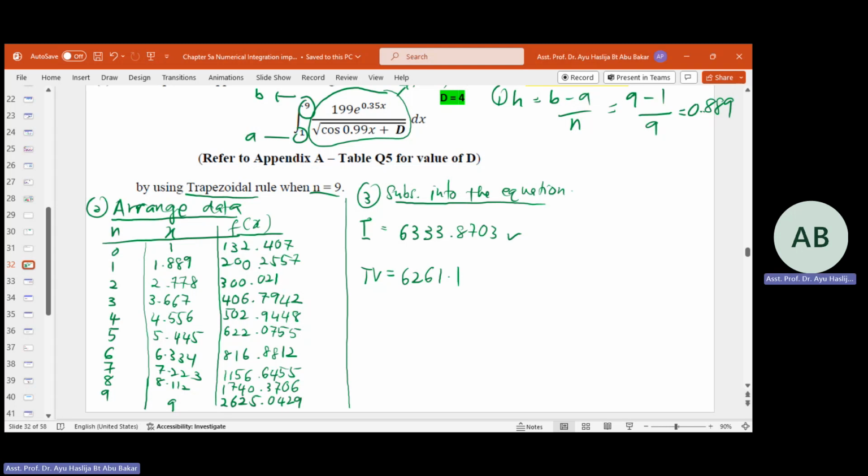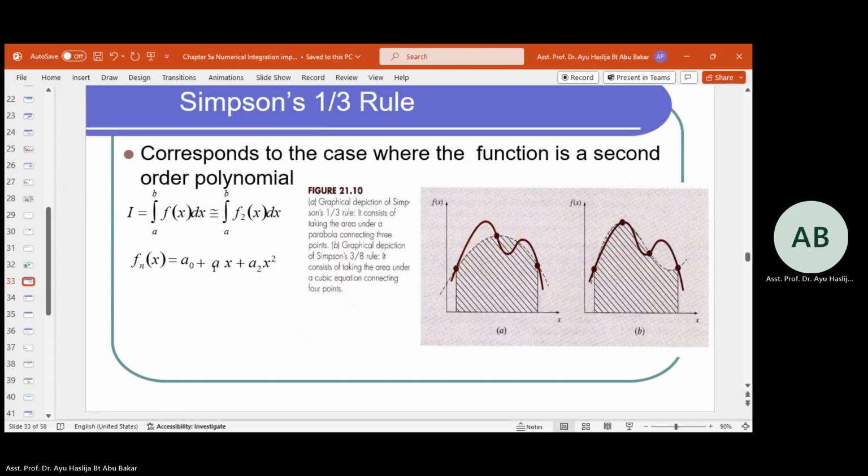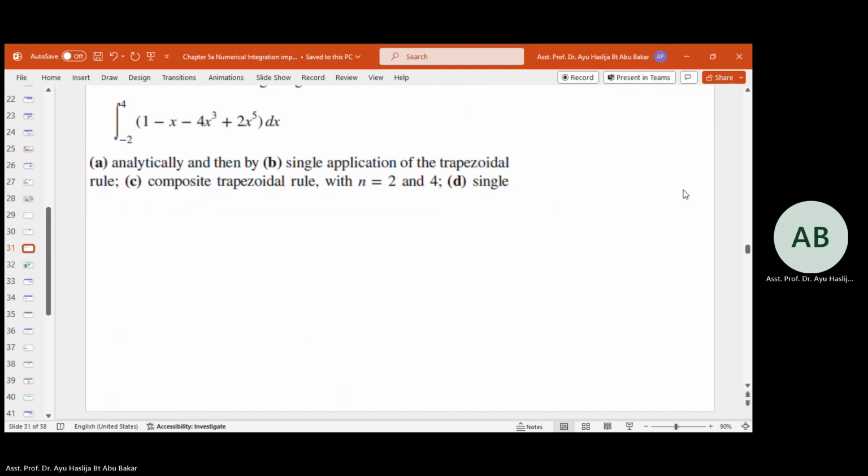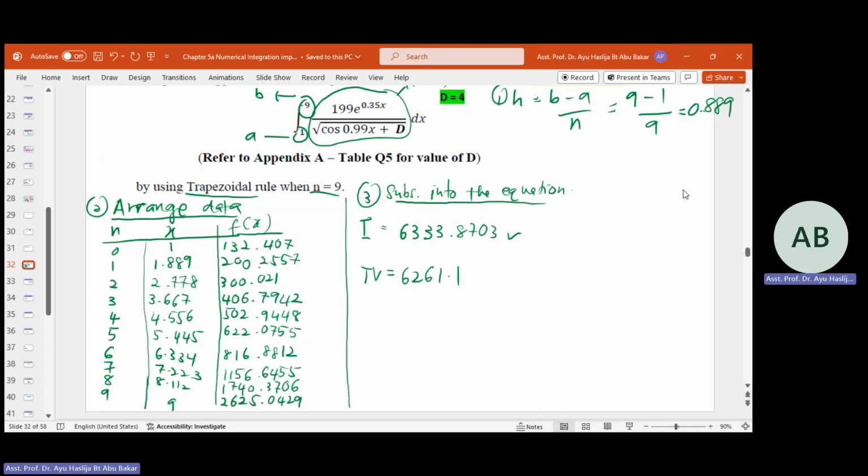You can see most of you get the correct answer. Any question for trapezoidal? Yeah. So there are equations to use whether it is single application or multiple application. The equation will be given, no worries. Okay. Can I move to the next topic? Okay.